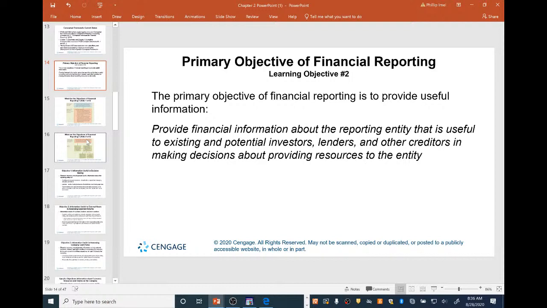And obviously the answer is given here on slide 14. It says provide financial information about the reporting entity that is useful to existing and potential investors, lenders, and other creditors in making decisions about providing resources to the entity. So it's pretty much you just want to faithfully present your financial statements.